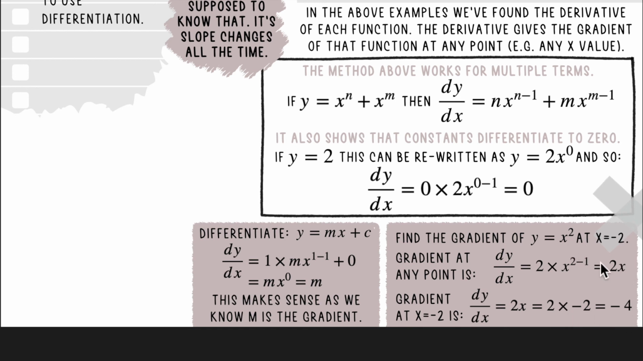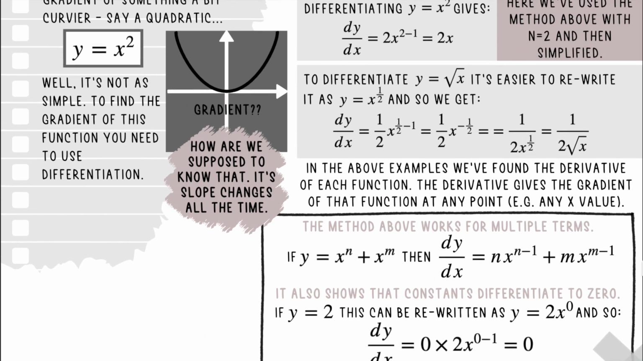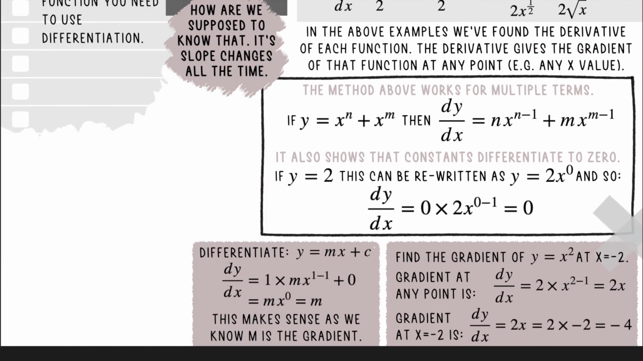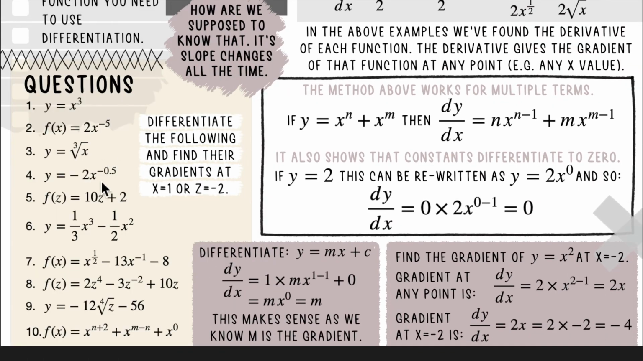So we know that y equals x squared looks something like this. And therefore, we've just found that the gradient at minus 2, which might be about here, is minus 4. And as always, there are some questions to test your knowledge on this worksheet.